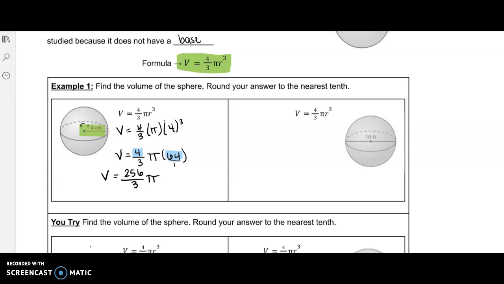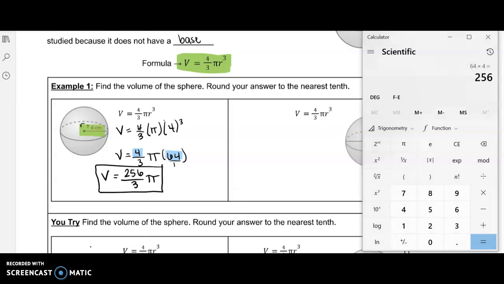So if your question asks you to leave it in terms of pi, this is what your answer would look like. If it does not say to leave in terms of pi, but rather to round to the nearest tenth, you're going to then hit divided by 3, because this is like doing divided by 3. And then the way that Big Ideas is having you do this, it then has you just do times pi instead of times 3.14. And so it changes your answer a little bit if you only use 3.14. So we use pi, and then we're going to round this to the nearest tenth.